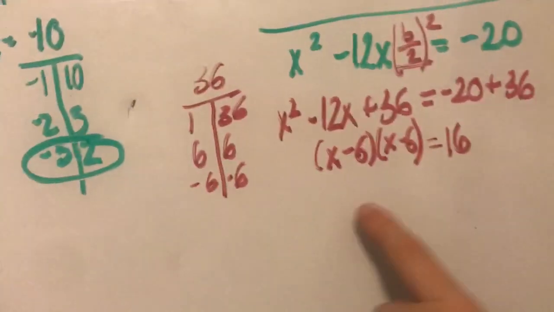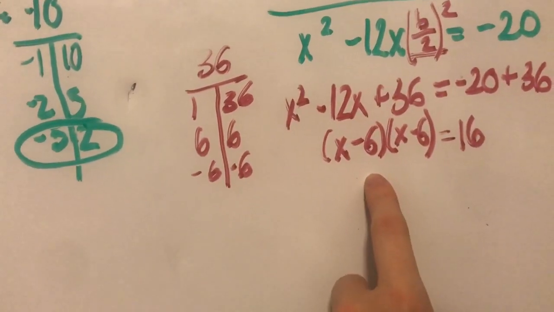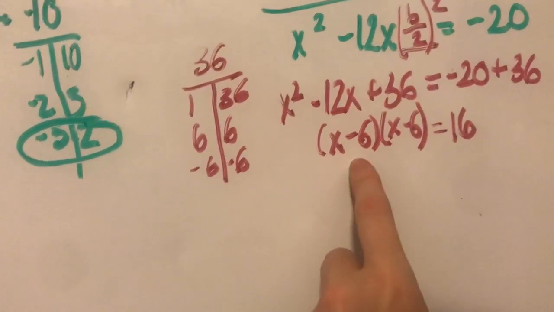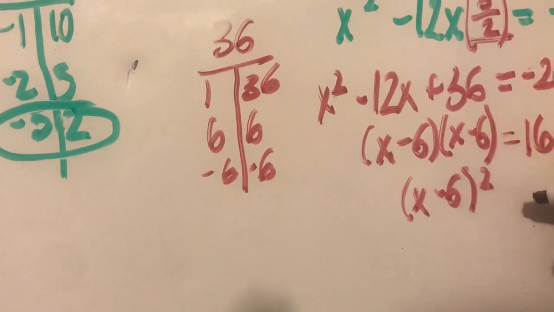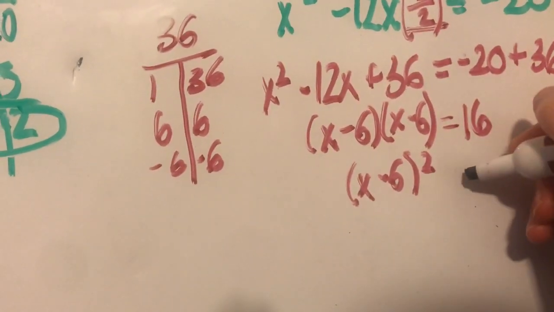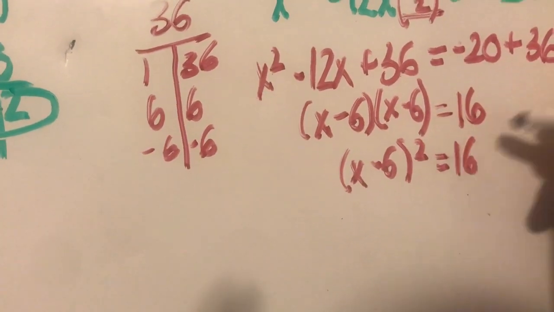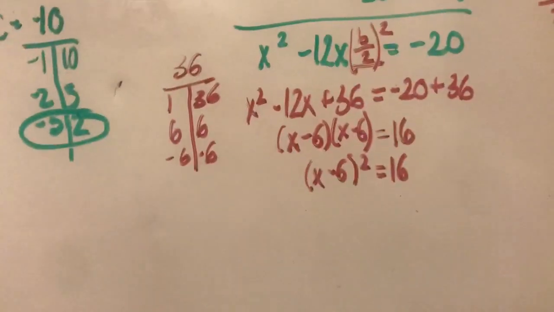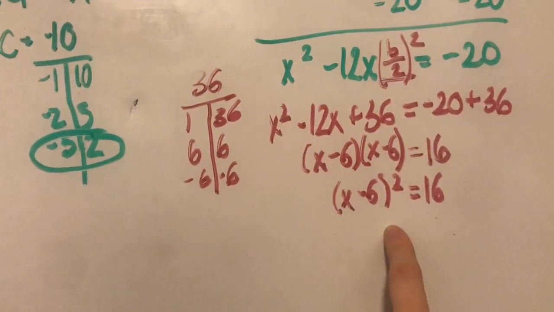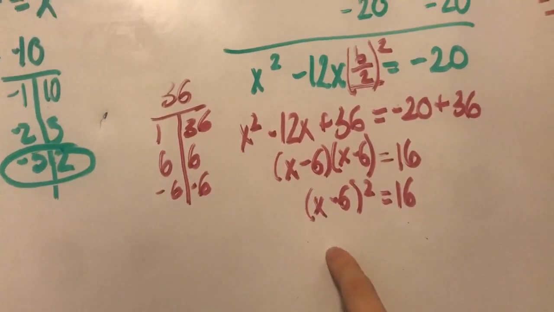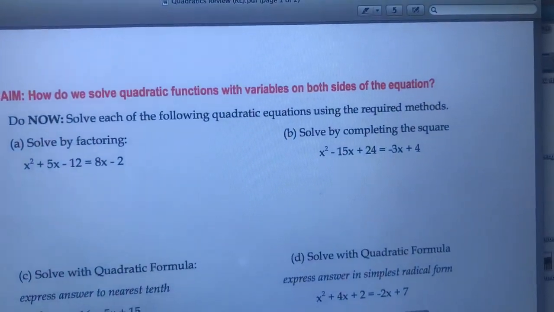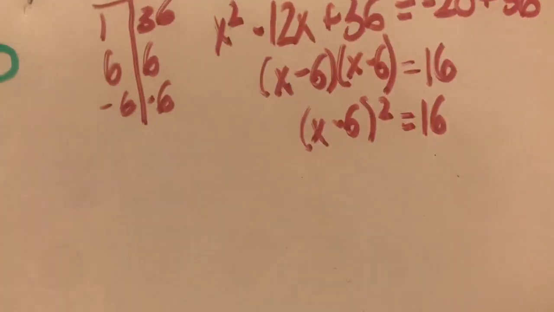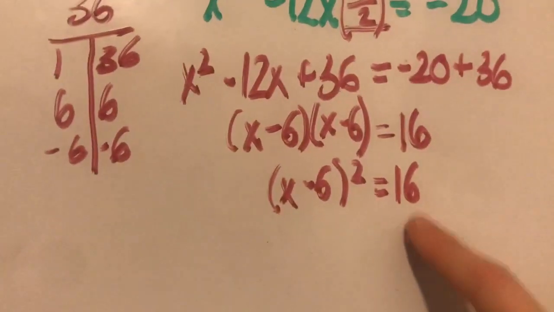And since I'm writing the same thing twice, and I'm trying to get this in vertex form, I know that this is the same exact thing. That allows me to write this as x minus 6 squared equals 16. So normally, I would bring this 16 over by subtracting it, and I would write x minus 6 squared minus 16 equals y, and that's my equation. But my directions here are saying to solve, which means I want to move everything away from x. So I'm actually going to keep my 16 over here.